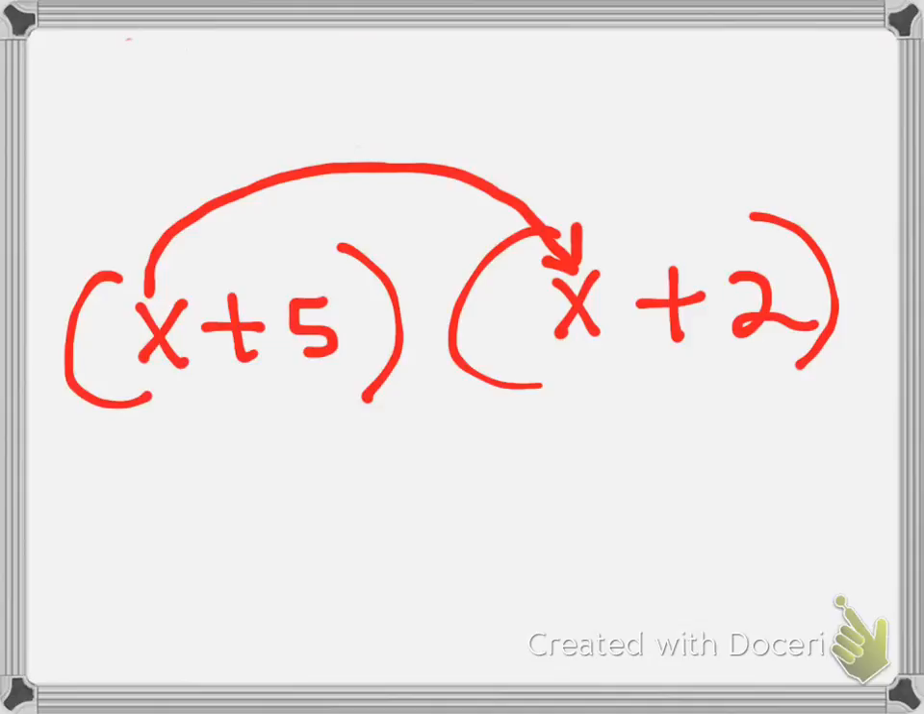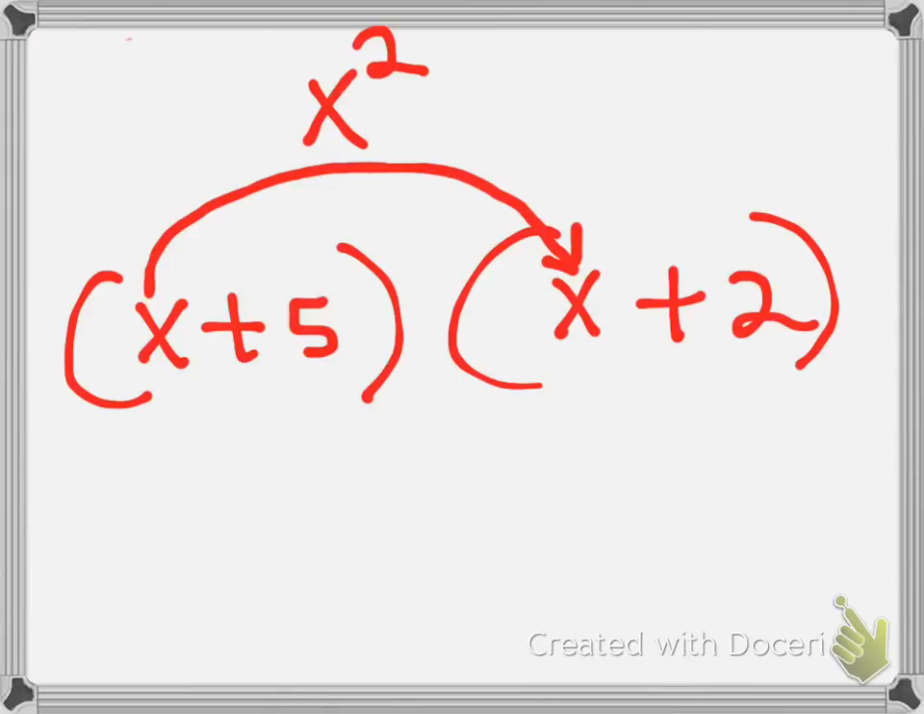Okay. So, basically x times x is the same as a number times a number. So x times x is basically x squared.